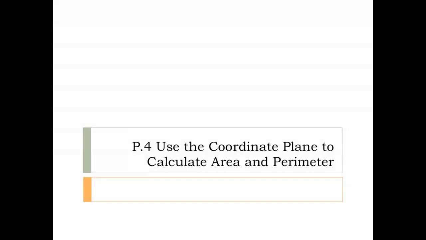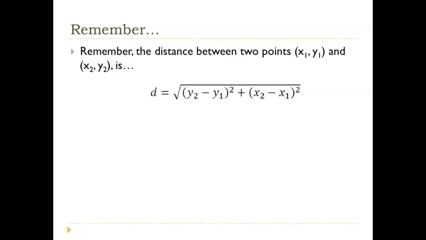Today we're going to be applying what we've learned about area and perimeter of polygons to the coordinate plane. Now, remember, the distance is given by this formula here. So the distance between two points (x1, y1) and (x2, y2) is given as the square root of (y2 minus y1) squared plus (x2 minus x1) squared.